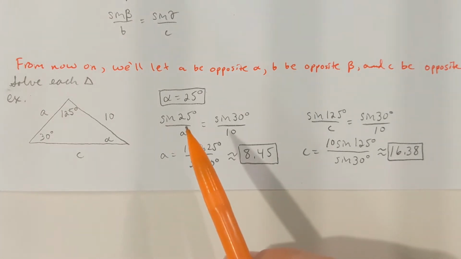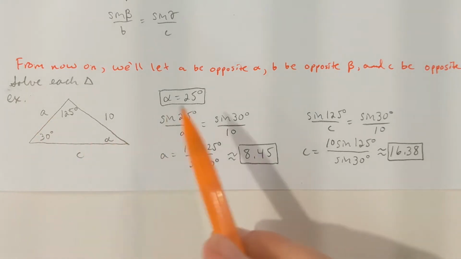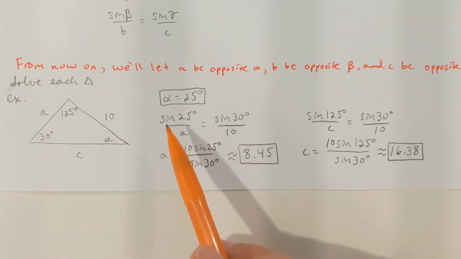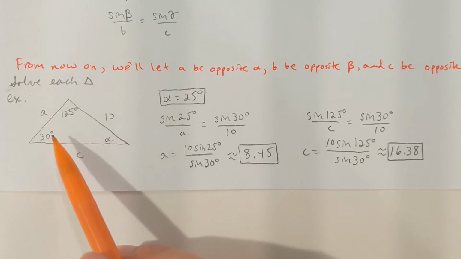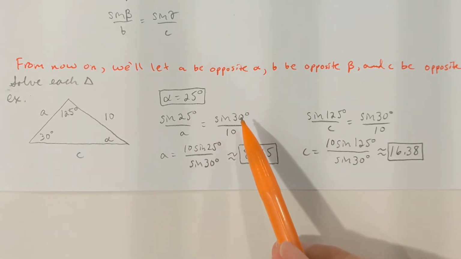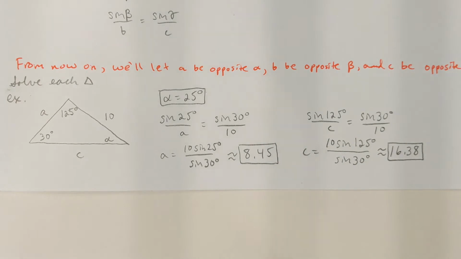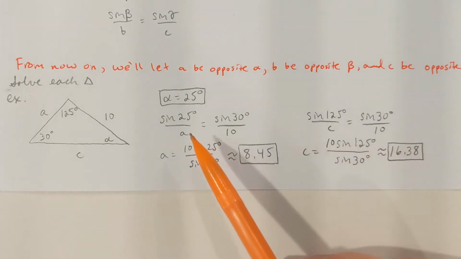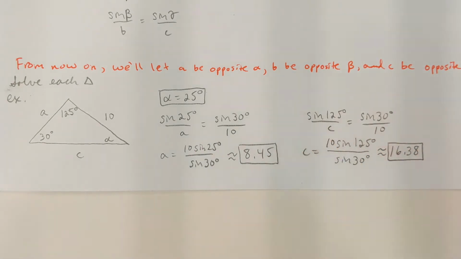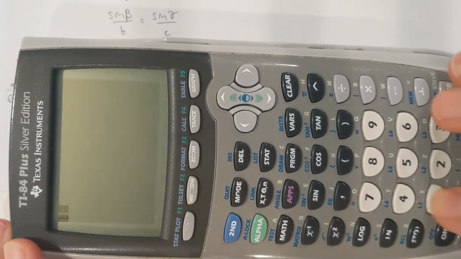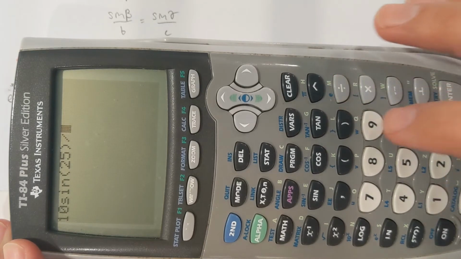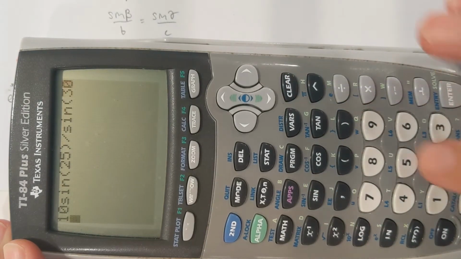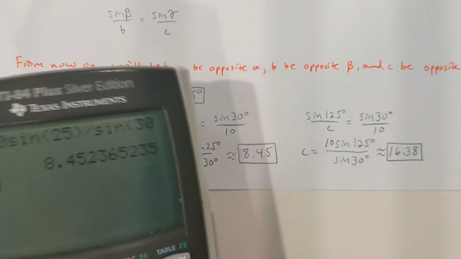If I set up the law of sines, A is opposite alpha, and I've already determined that alpha is 25 degrees. So sine of 25 degrees over A would be equal to, 10 is opposite 30 degrees, so that'd be equal to sine of 30 degrees over 10. And if we solve for A, cross multiply here, A would be equal to 10 times sine of 25 degrees divided by sine of 30 degrees. And I'm getting 8.45 there.